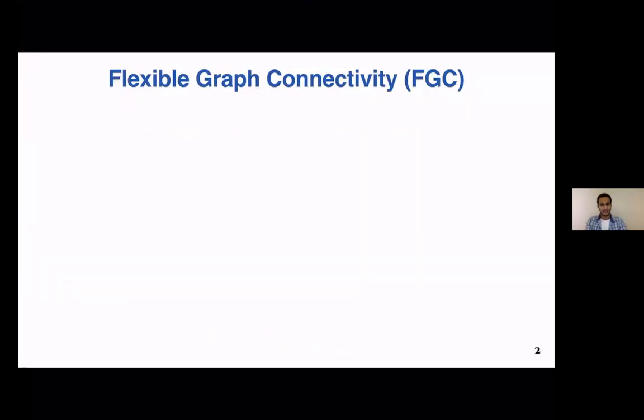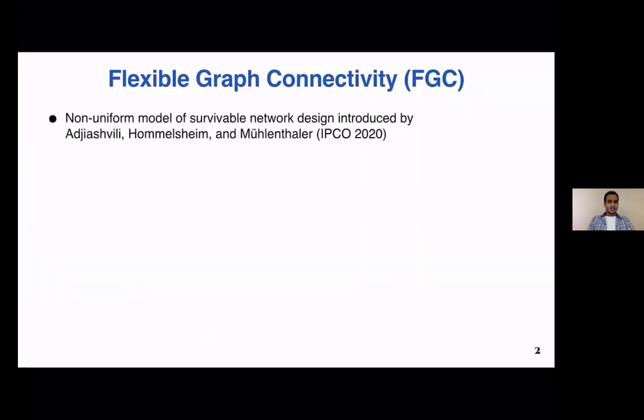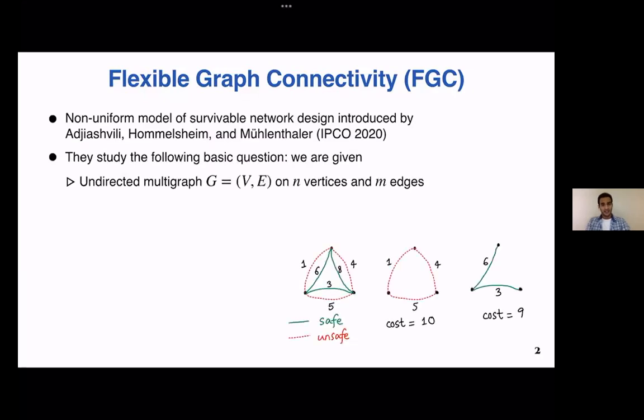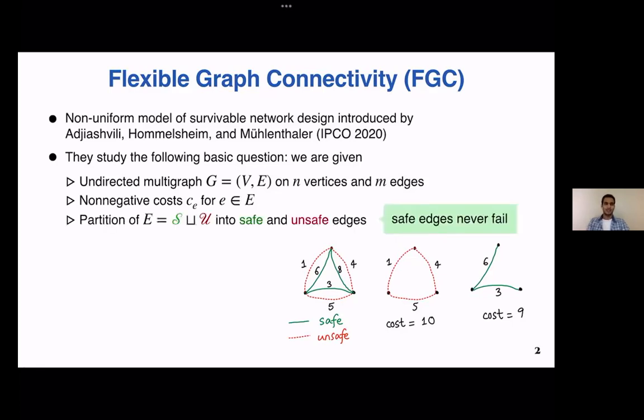So what is flexible graph connectivity? It's a non-uniform model of survivable network design introduced by Adjiashvili, Hommelsheim, and Mühlenthaler. In an instance of FGC, we are given an undirected multigraph G on n vertices and m edges. Edges have non-negative cost, and the edge set is partitioned into two parts, safe edges and unsafe edges. A key property of safe edges is that they never fail.